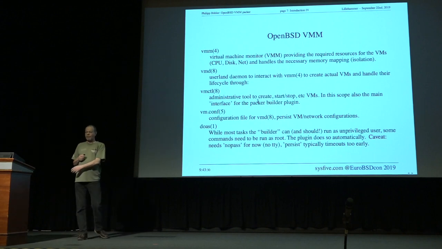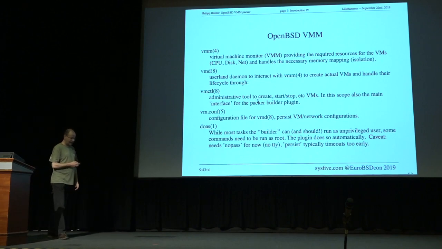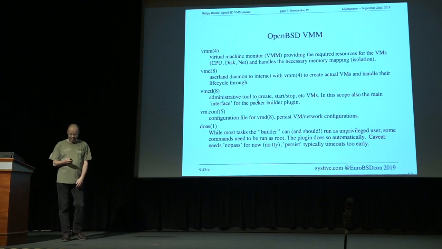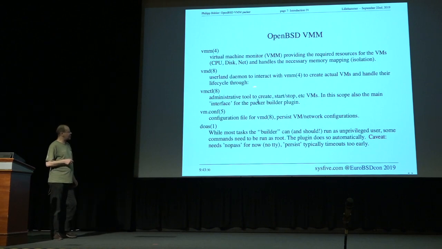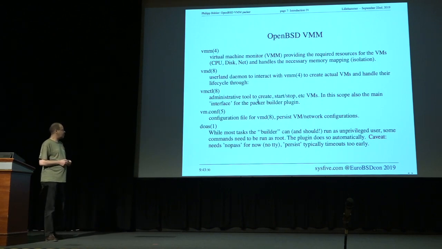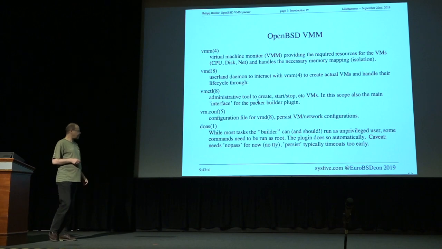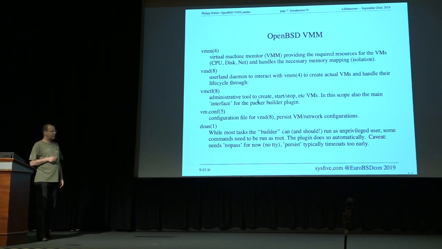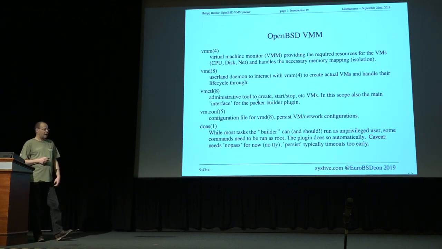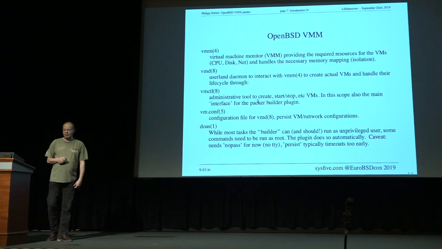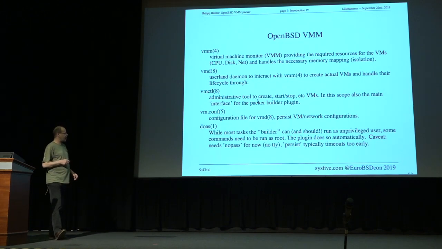On the OpenBSD side, everybody knows OpenBSD. Not everybody. But I was adding this here for reference and completeness. So you have the kernel side of things, you have a userland daemon handling the VM, and a userland CLI to start and stop the VMs and all that. And a configuration file you do not necessarily need, but if you want to persist your configuration, and I think switch setups are only possible with vm.conf. But I'm not using switch as of now, so I don't need that.